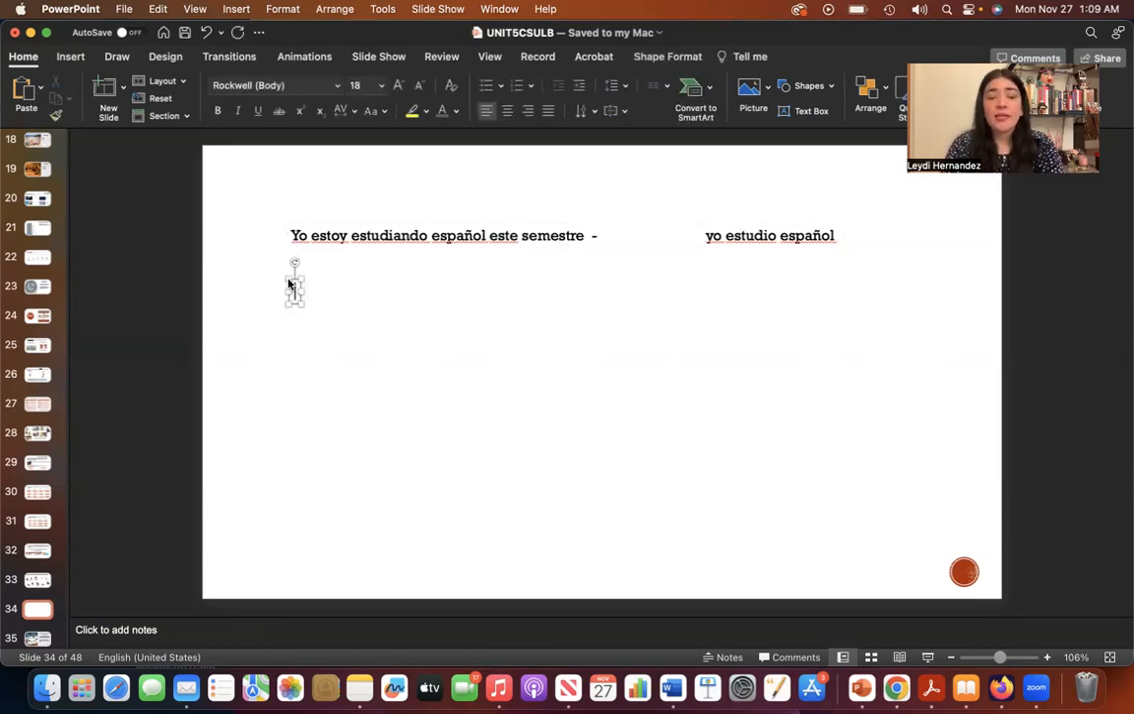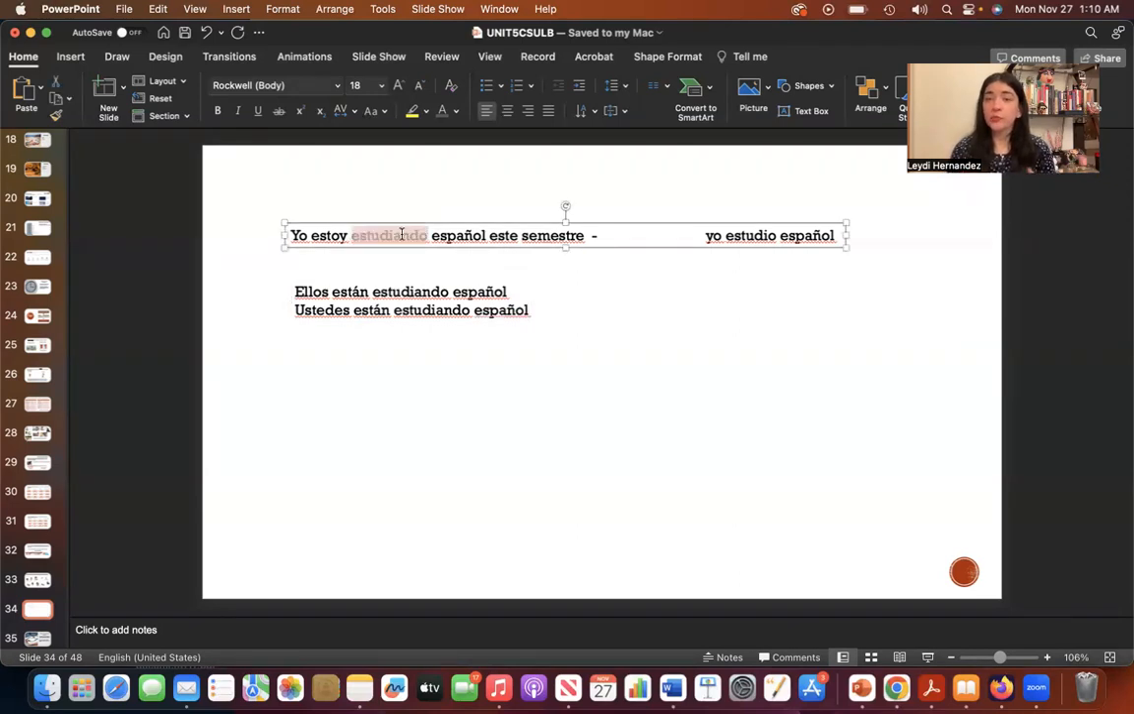Now, what if it's they doing the action? Ellos están estudiando español. They are studying Spanish. Now, what if it's you all doing the action? Ustedes están, again, estudiando español.